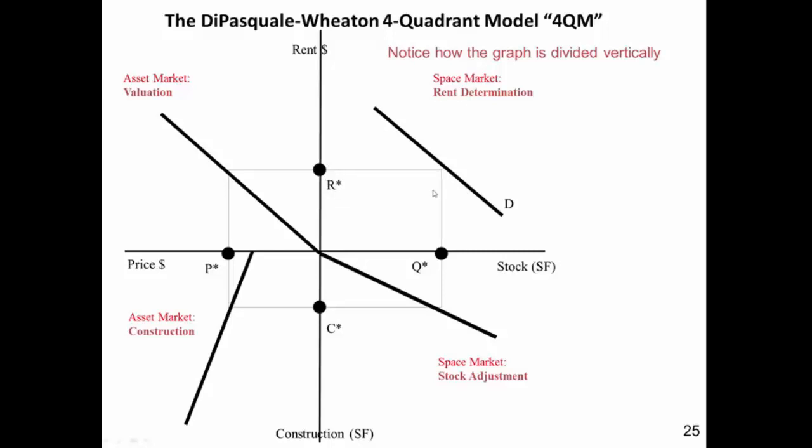Remember, users of space, the people who are tenants looking for space, and the people who own the space interact. The supply and demand interact, and then rents are determined.